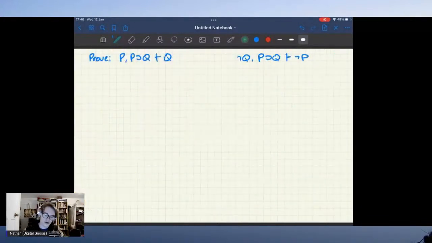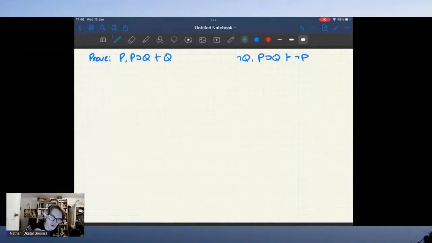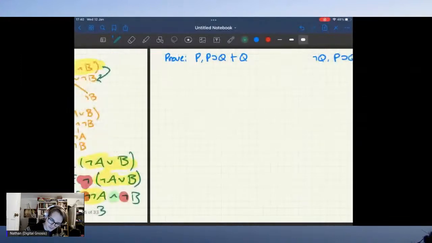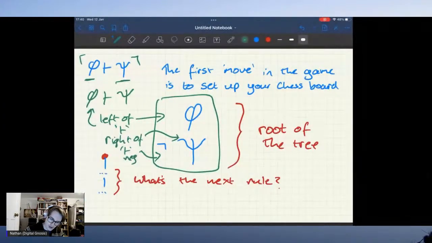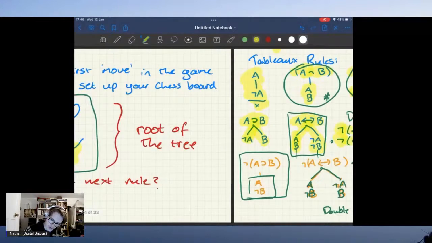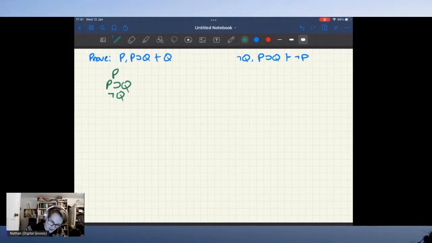Okay, so what are we going to do with this? This is our first question and then our second question on the right. Do you remember what we do at the root node? Our first rule in the game, if we go back, is to draw out what's to the left of our turnstile with the negation of what's to the right of the turnstile. So what's to the left of our turnstile here? We have P and P arrow Q. What's to the right of our turnstile? Q. So we negate it, not Q, just like that.